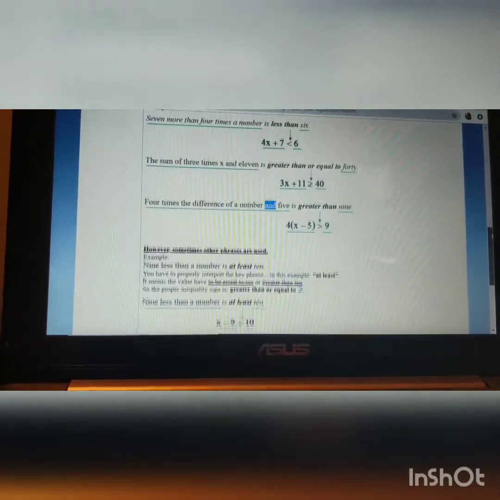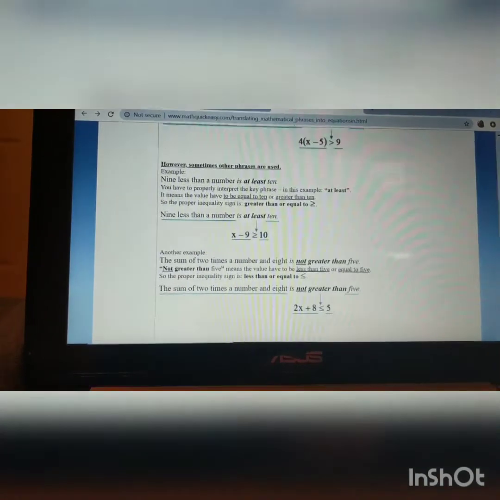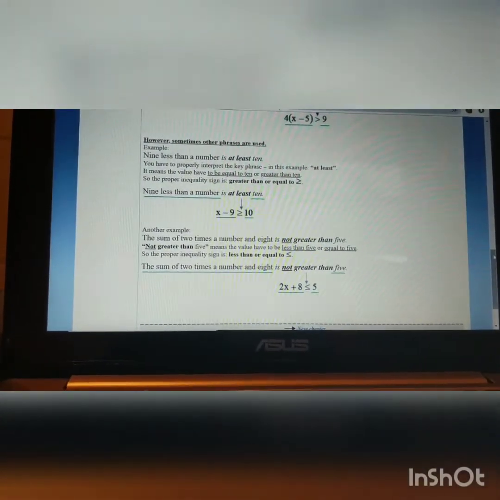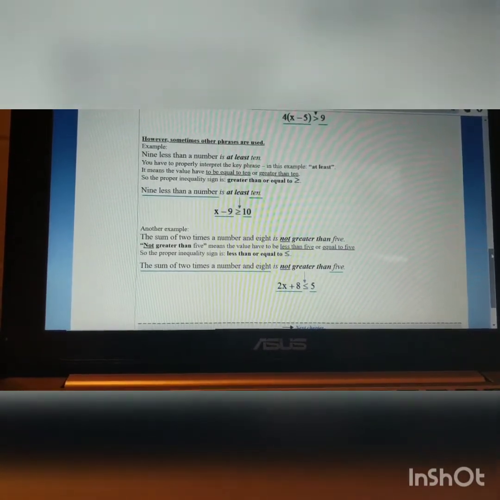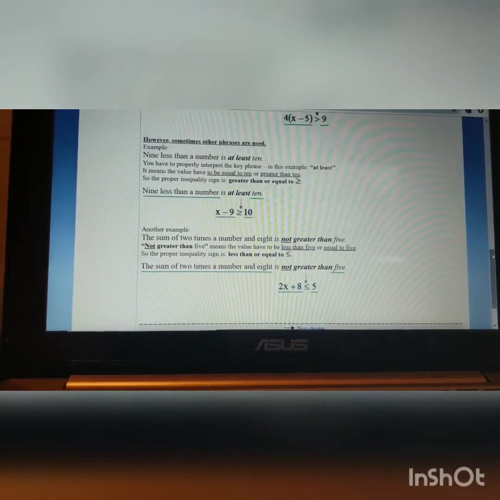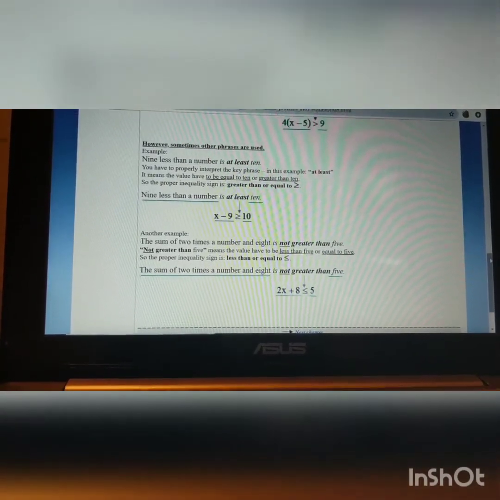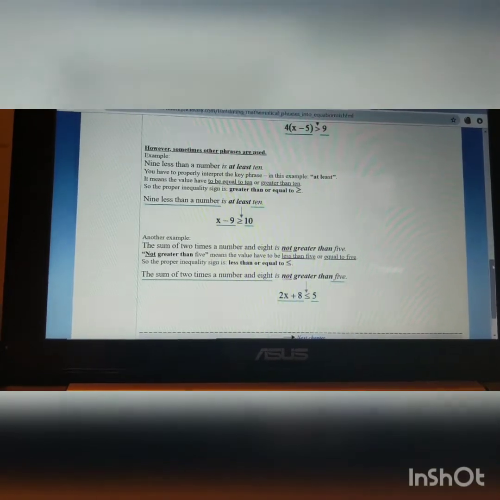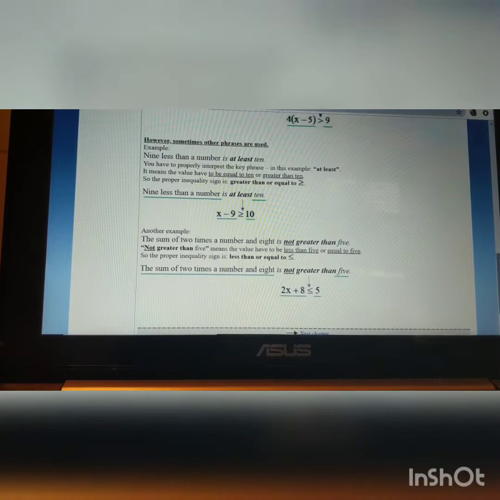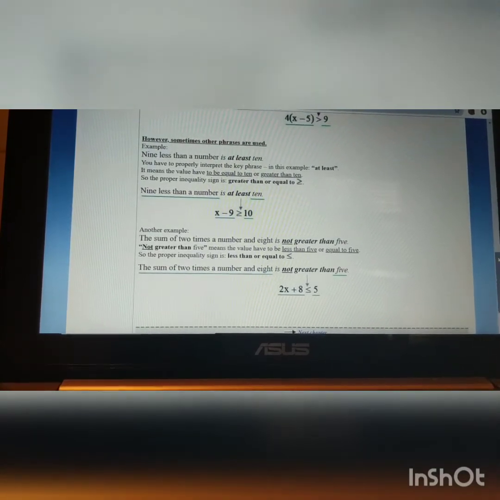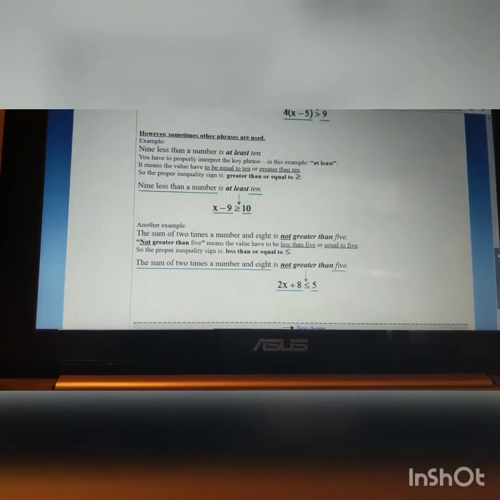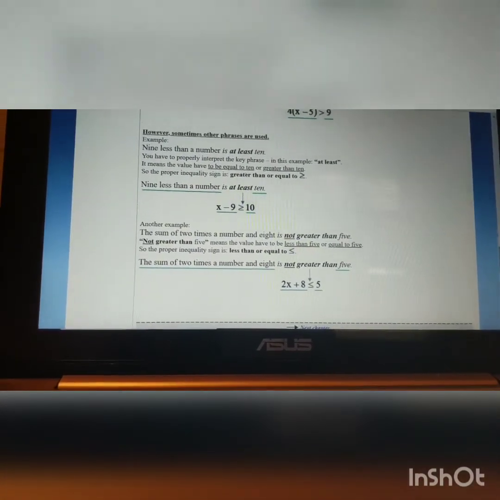However, sometimes other phrases can be used that can be potentially tricky. So this example: 9 less than a number is at least 10. You have to properly interpret the key phrase in this example, at least. It means the value has to be equal to 10 or greater than 10. Therefore, you're going to use your greater than or equal to symbol. So at least means greater than or equal to. 9 less than a number is at least 10: x minus 9 is greater than or equal to 10.